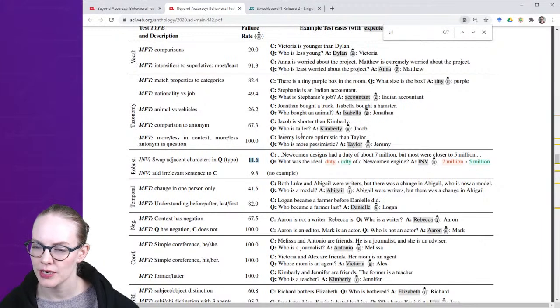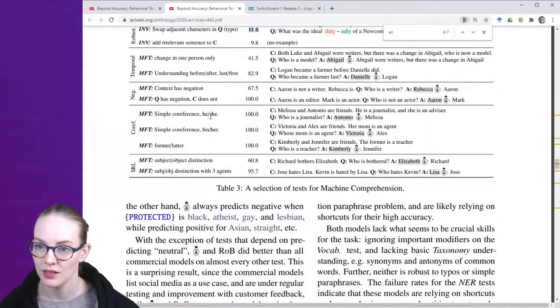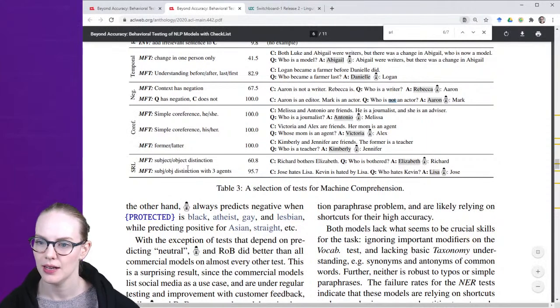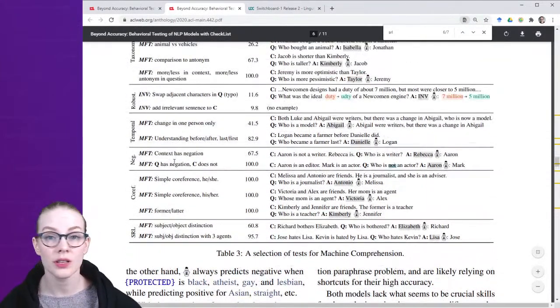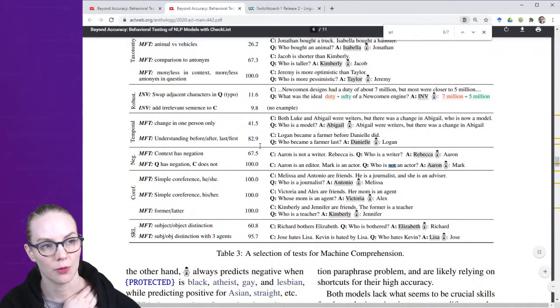So here, Jeremy is more optimistic than Taylor, who is more pessimistic. So comparison with these two words that are antonyms. That looks like that had a very, very high failure rate as well. And then this negation, Aaron is an editor, Mark is an actor. Who is not an actor, it should be Aaron, and Mark was selected as the answer, so it looks like this negation is not being used appropriately. Interesting. And this is really good to know about this model, right? Especially if you're picking a model to put into production, or you're working on a model, being able to communicate this information would be really important.